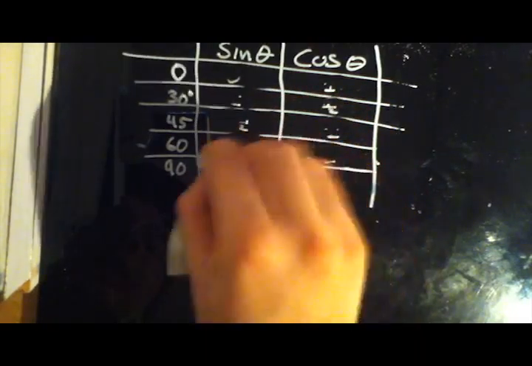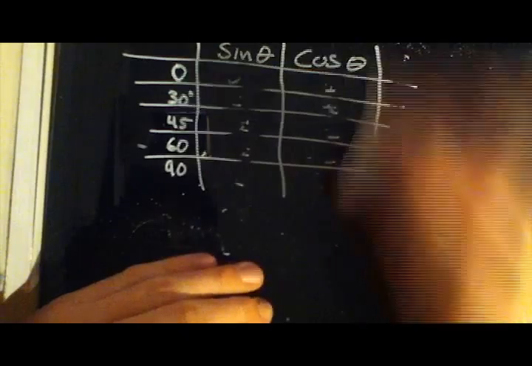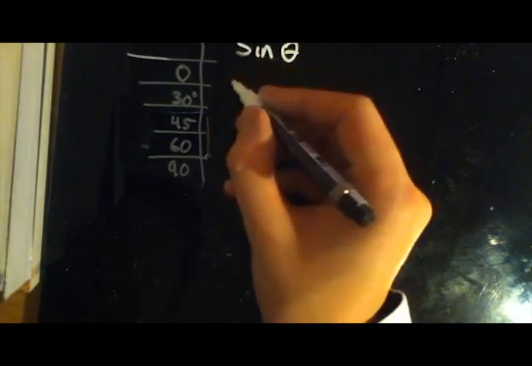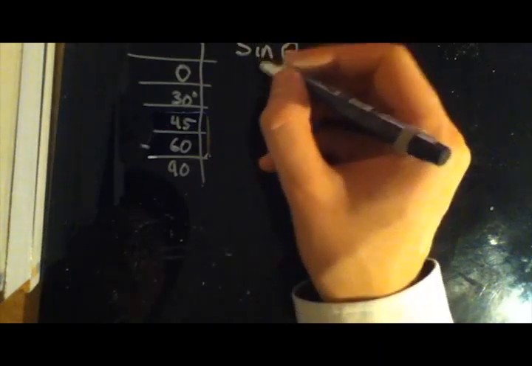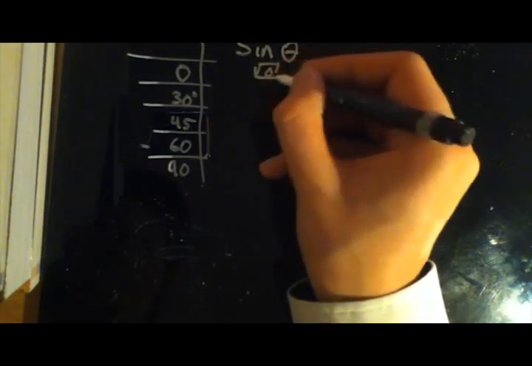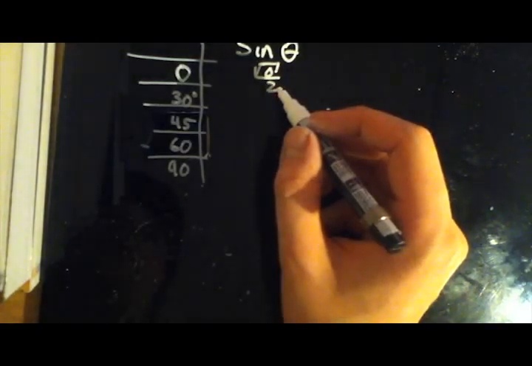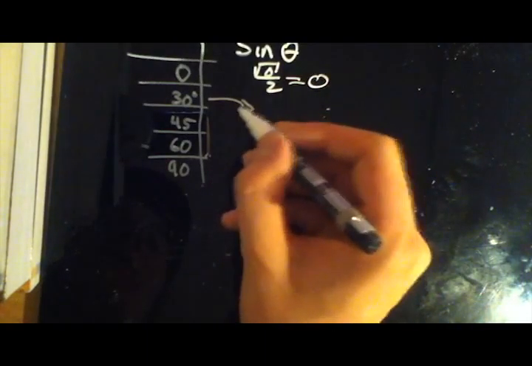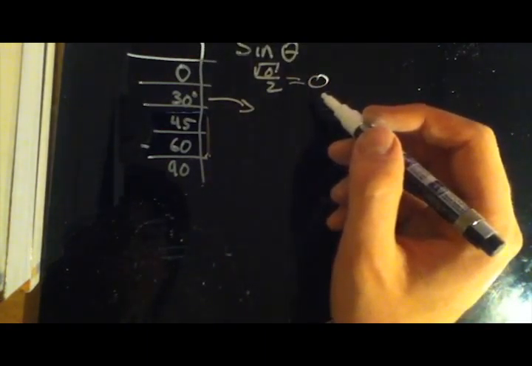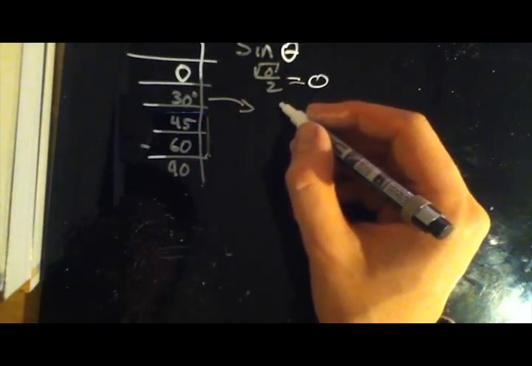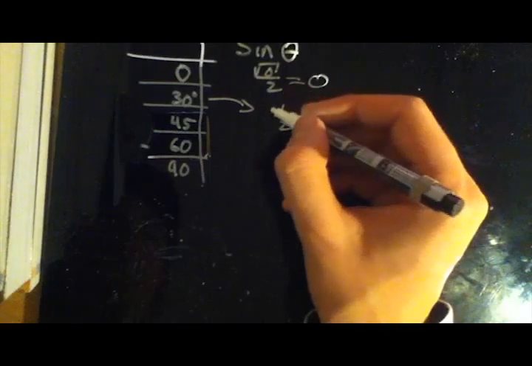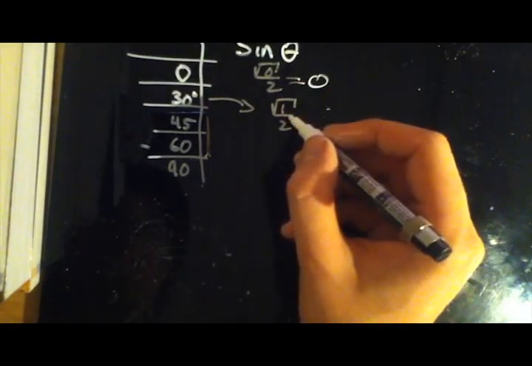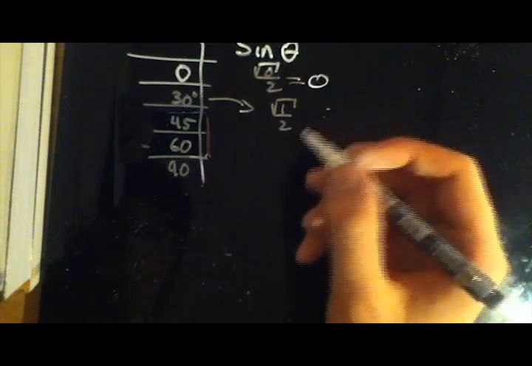Alright, so let's do sine of 0 degrees. Sine of 0 degrees is 0, but you can also say that it's the square root of 0 over 2. Square root of 0 is 0, and 0 over 2 is 0, as previously mentioned. Sine of 30 degrees is 1/2, but can we also say that it's the square root of 1 over 2? Sure. Square root of 1 is 1, over 2 is 1/2.